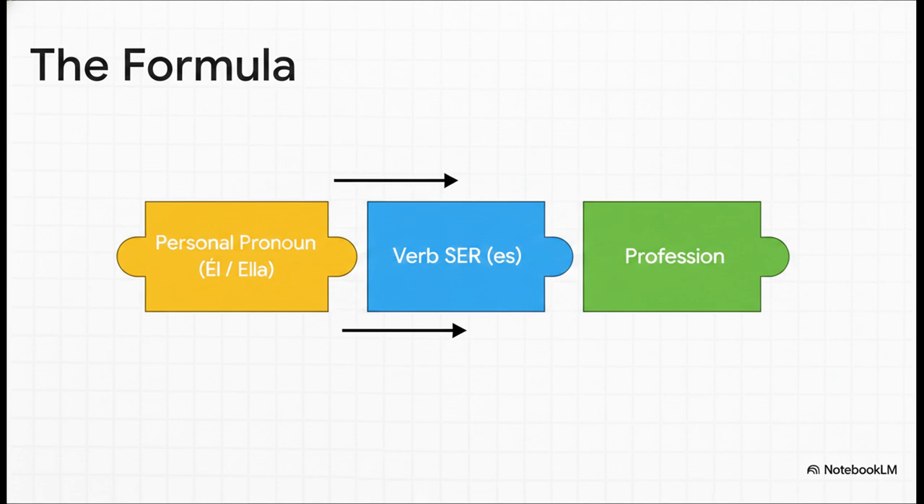Here's your core takeaway, neatly packaged up. To link a person to their job in Spanish, you just follow this exact, super reliable formula. You start with a personal pronoun, like él or ella. You add the third-person singular conjugation of the verb ser, which is es. And finally, you just attach the profession vocabulary word. Pronoun plus ser plus profession. Boom! It is incredibly logical, and once you practice it a few times, it just becomes second nature.